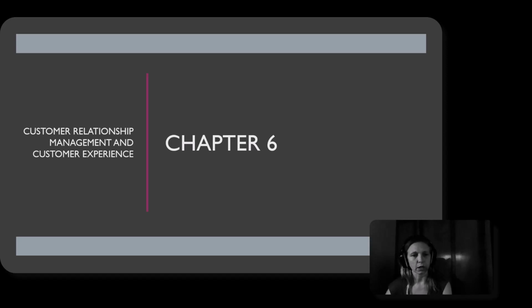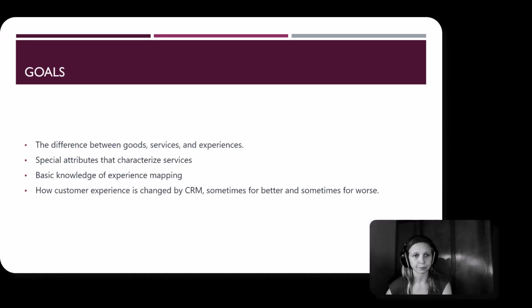Okay, so now we're going to talk about customer relationship management and customer experience. Our goals today are to look at the difference between goods, services, and experiences, look at special attributes that characterize services, have a basic knowledge of experience mapping, and look at how customer experience is changed by CRM, sometimes for the better and sometimes for worse.